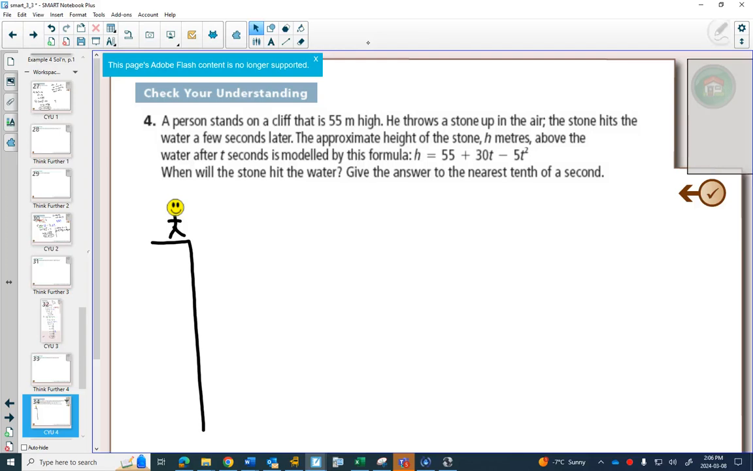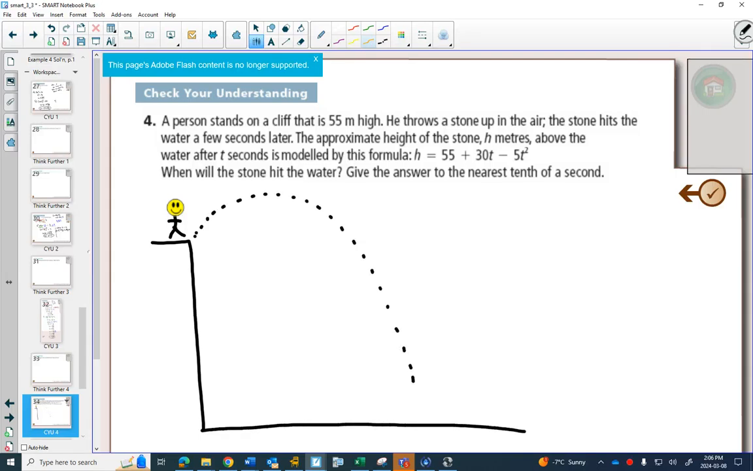They throw a stone up in the air, and a few seconds later, their silly friend at the bottom tries to catch it. This is not a good game, okay? Because that stone is going to be going pretty fast by the time it gets to the bottom of the cliff, and will, well, will hurt a little bit if you try to catch it. So not a good idea.